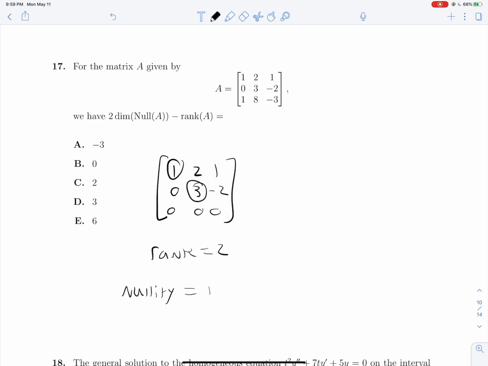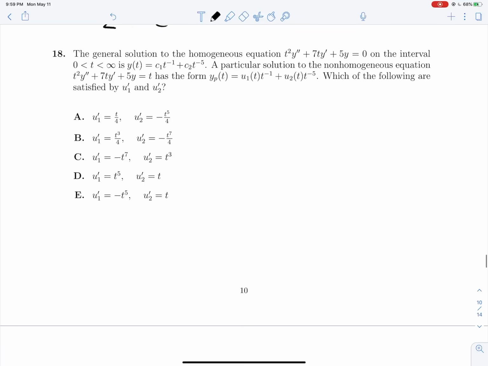Where nullity is just the dimension of the null space of A. So 2 times that is 2, minus our rank of A, which is 2. That gives us 0, so 17 is B.